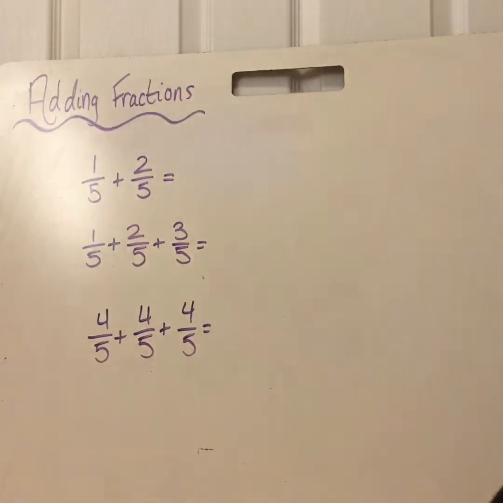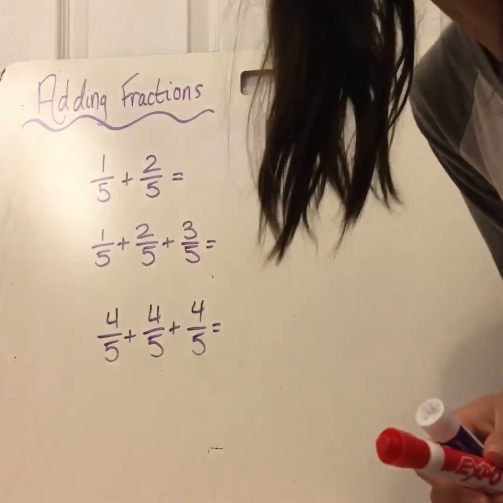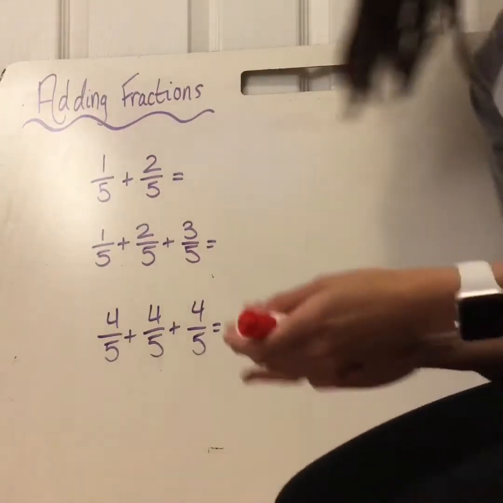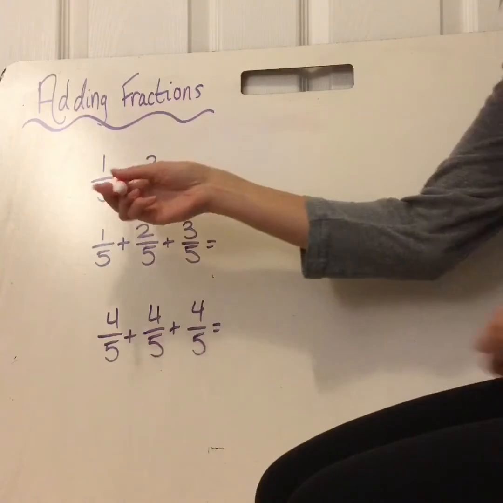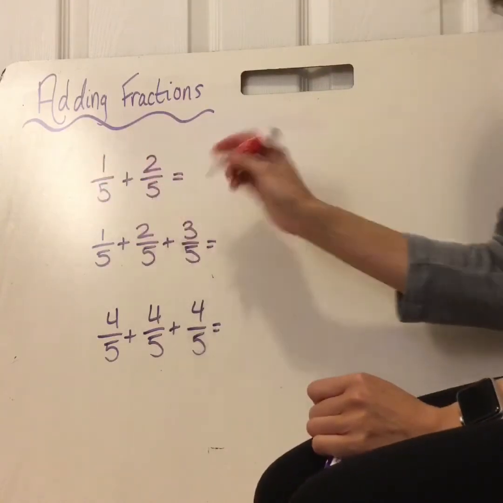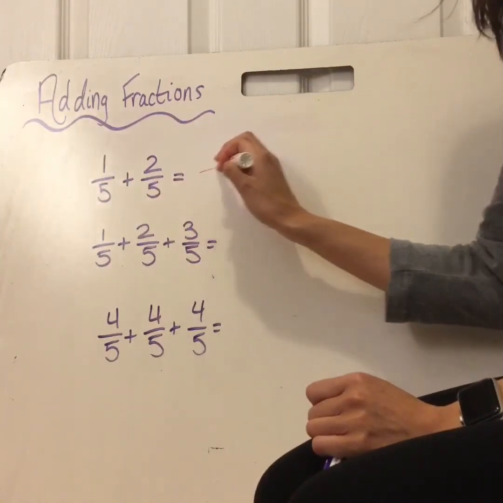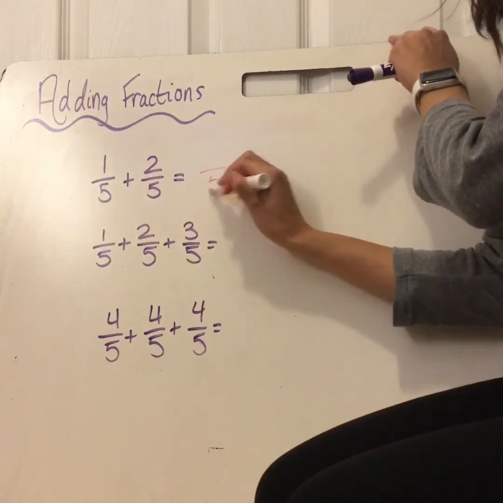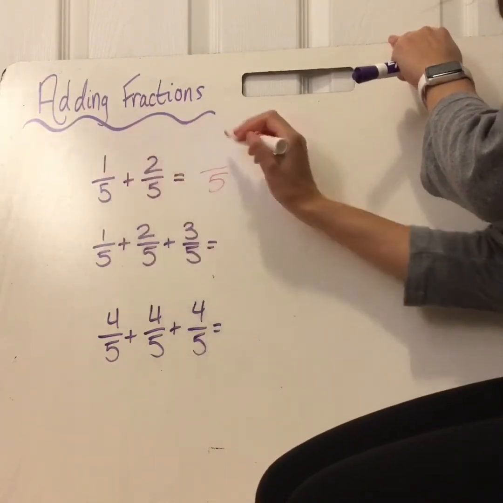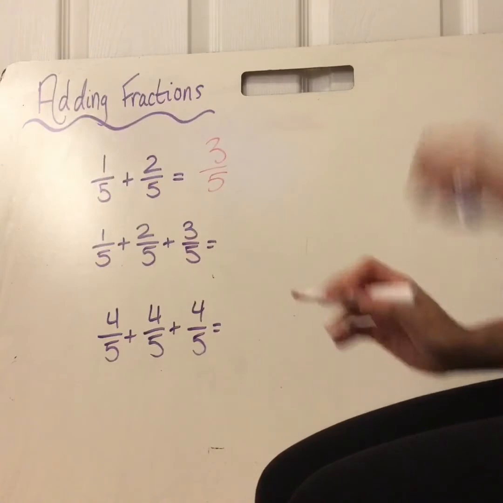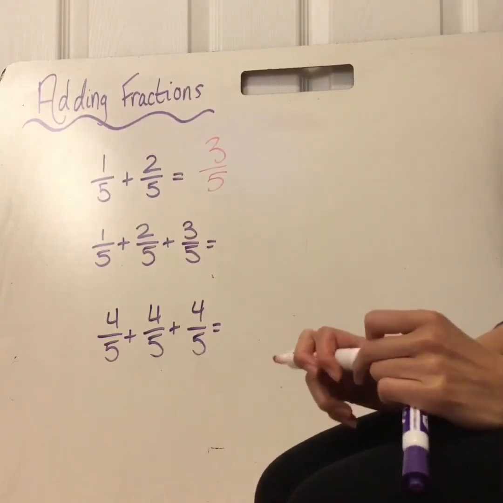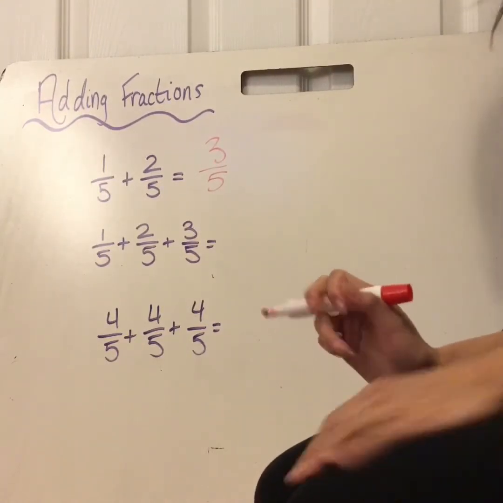Grade. So today we are going to be adding fractions and we will be reviewing what you already know. So when we add the fraction 1/5 plus 2/5, we know we keep the denominator the same, and 1 plus 2 equals 3. So our answer for 1/5 plus 2/5 is 3/5.